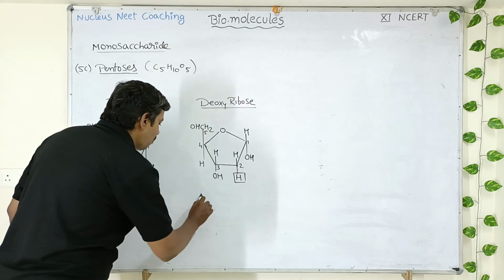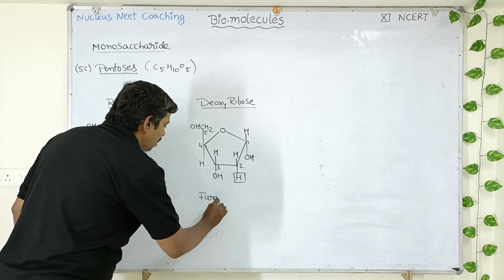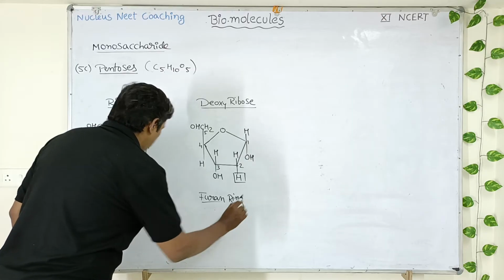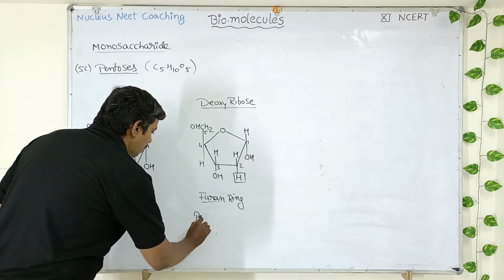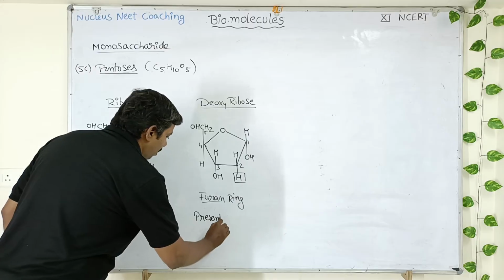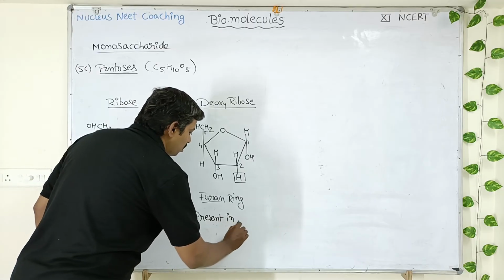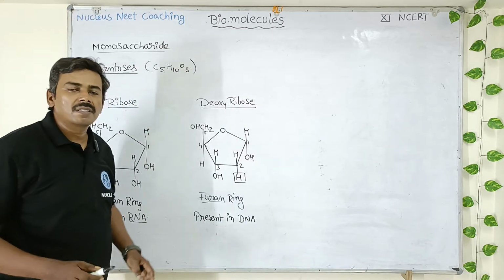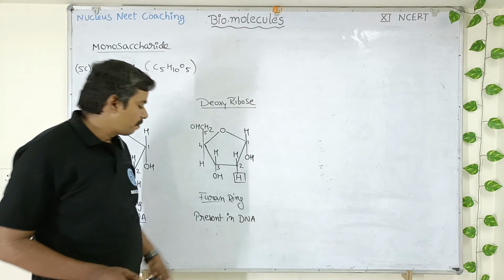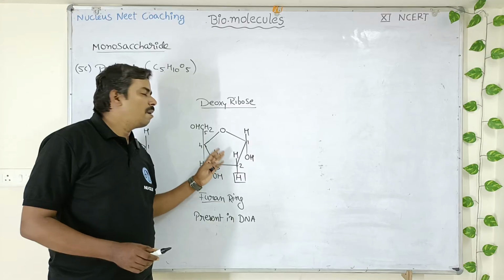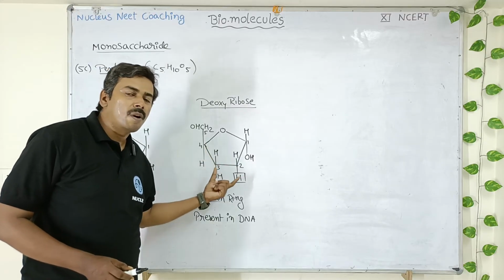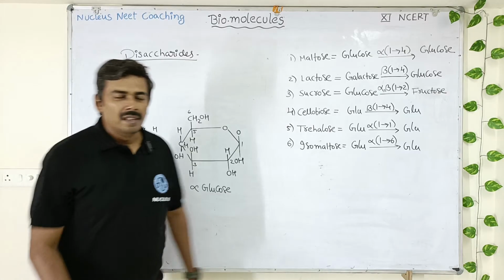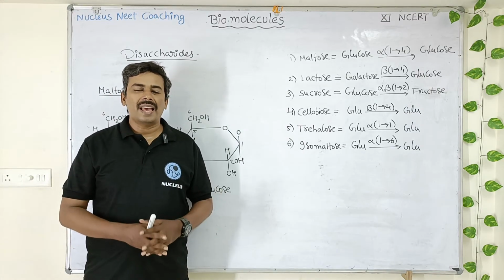It also has a furan ring structure, and it is present in DNA. What is the full form of DNA, students? Deoxyribonucleic acid. So your DNA is made up of this molecule. It is one of the molecules present in DNA. Understood? Copy down, students.